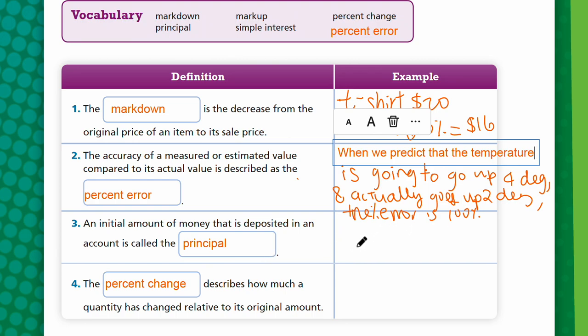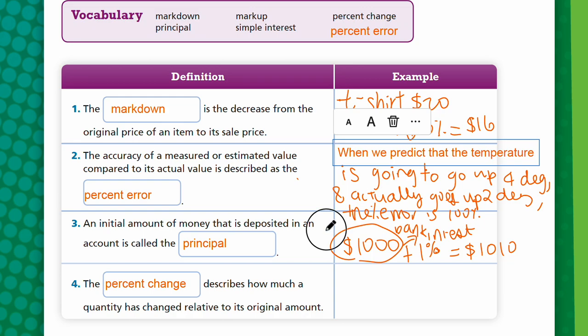So let's look at principal amount. For example, if you have an initial $1,000 in the bank, you get an interest of 1%, and you add the 1%, and you get $1,010, right? And then your principal amount is this. This is the principal amount.